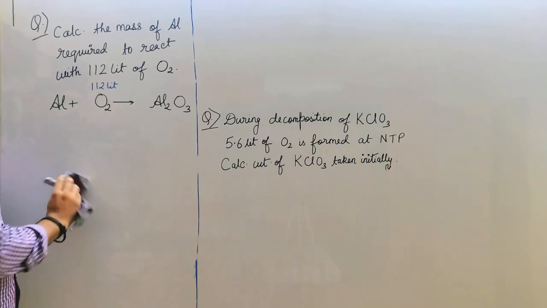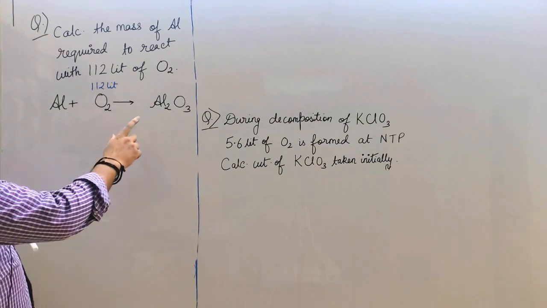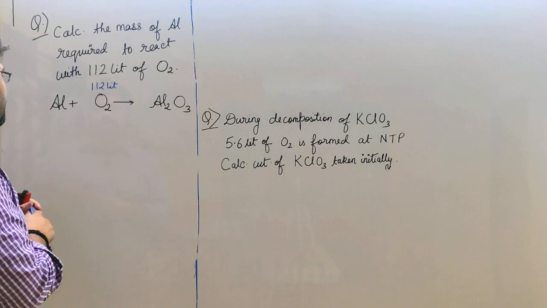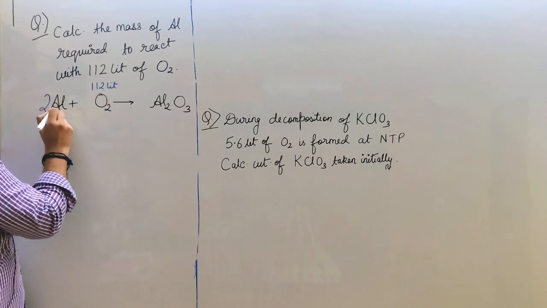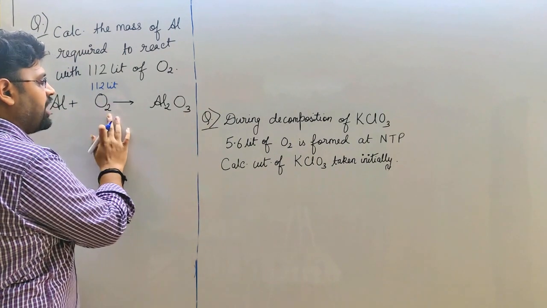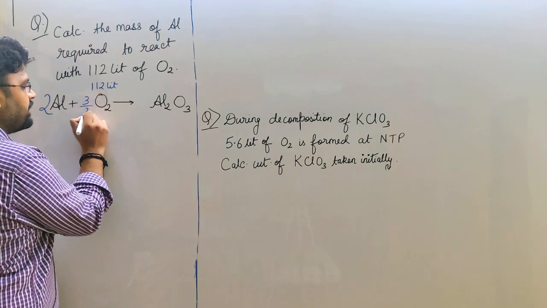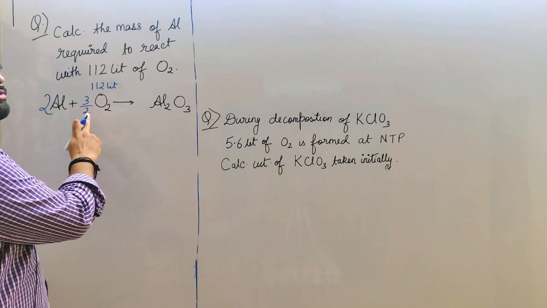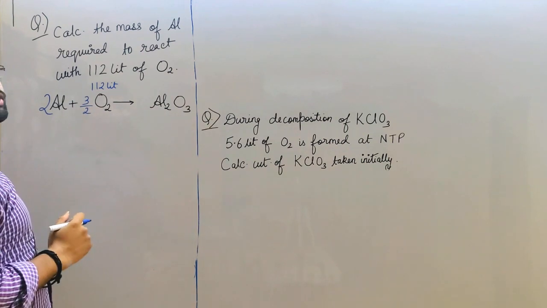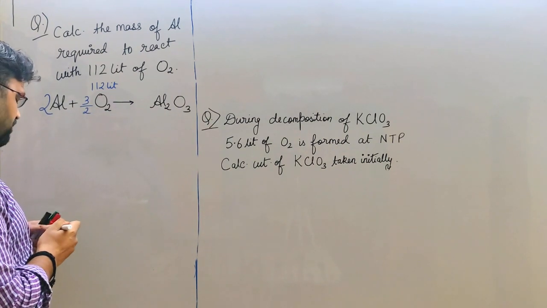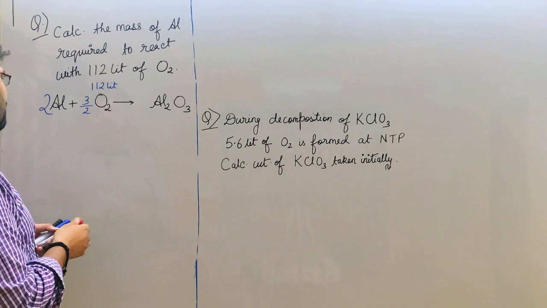Now let's balance this reaction. Here we have 2 aluminium, so make this 2 aluminium, and we have 3 oxygen on one side and 2 on the other. So let's make it 3 only. We will multiply by 3 by 2. 1.5 into 2 is 3. So the reaction is balanced. Now according to stoichiometry, see what it says.